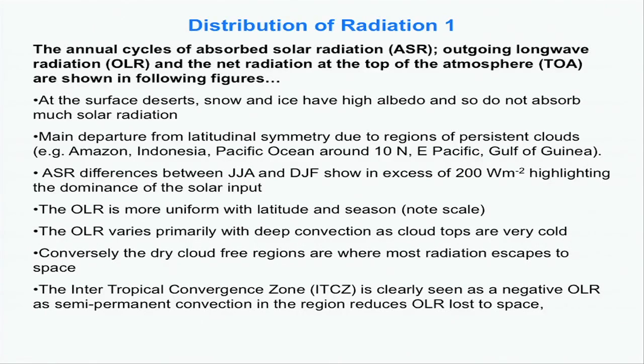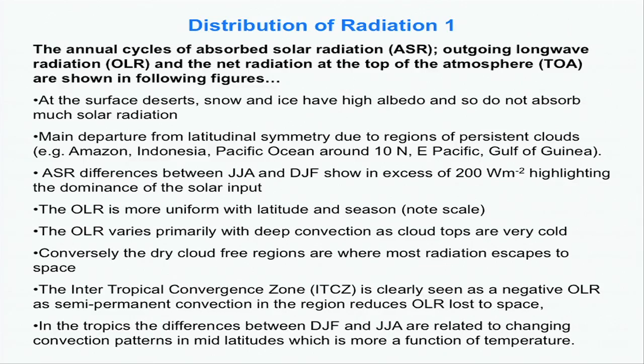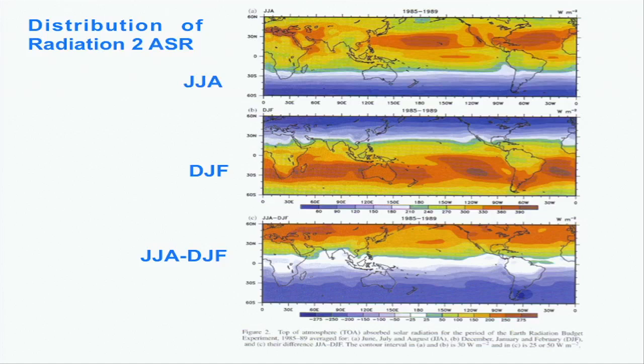Now, in the tropics, the differences between the two seasons, as we see, are related to changing convection patterns. In various mid-latitudes, that's more a function of the change in temperature, a function of latitude. So this is the first one, the ASR. So JJA is at the top, and these are averages over several years, 1985 to 1989. The middle one is DJF, the units here are in watts per meter squared.